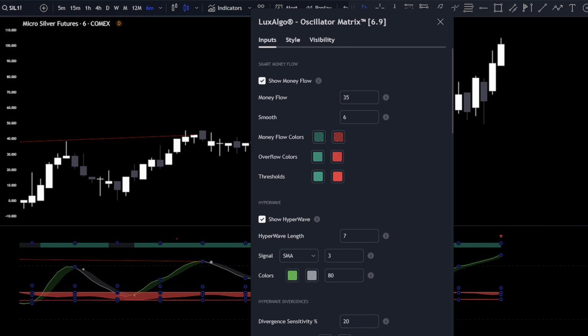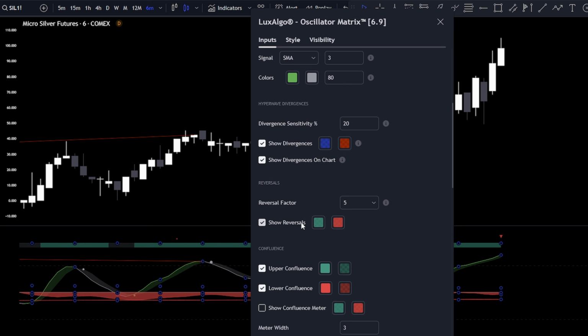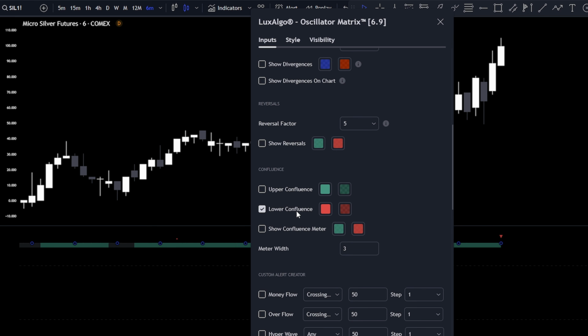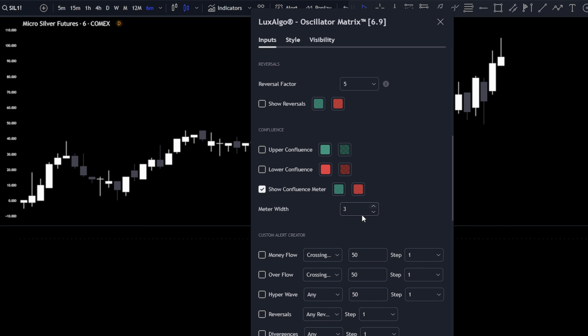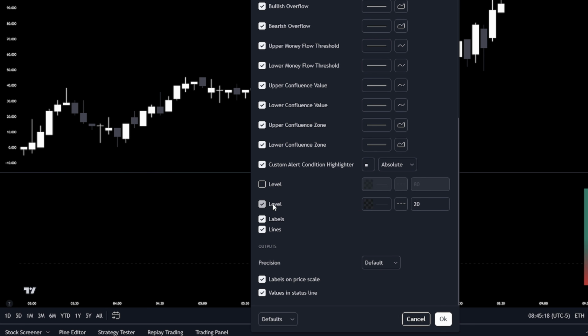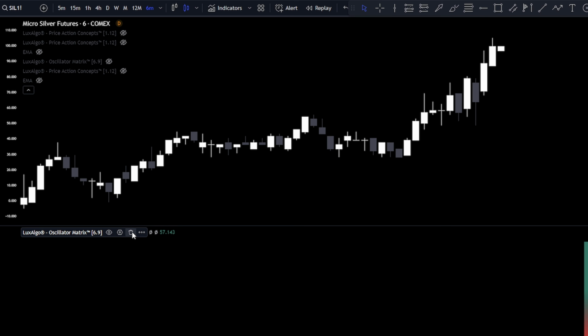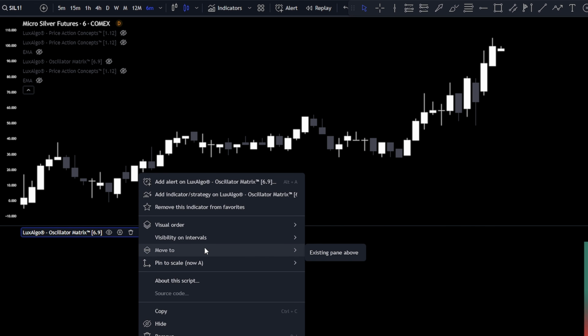Alright, let's set up the Oscillator Matrix. First, disable all the options. Then set the hyperwave length to 200. Next, enable the Show Confluence Meter option and set the meter width to 10. Click OK to save the settings. Now click on the three dots menu, select Move Pane to, and choose Existing Pane above.